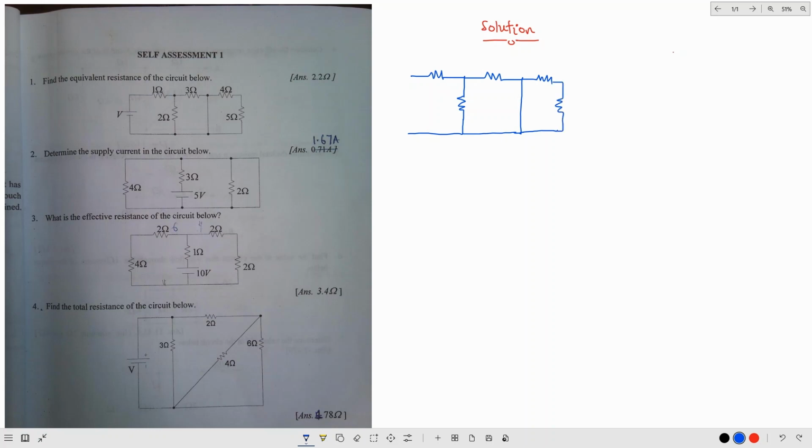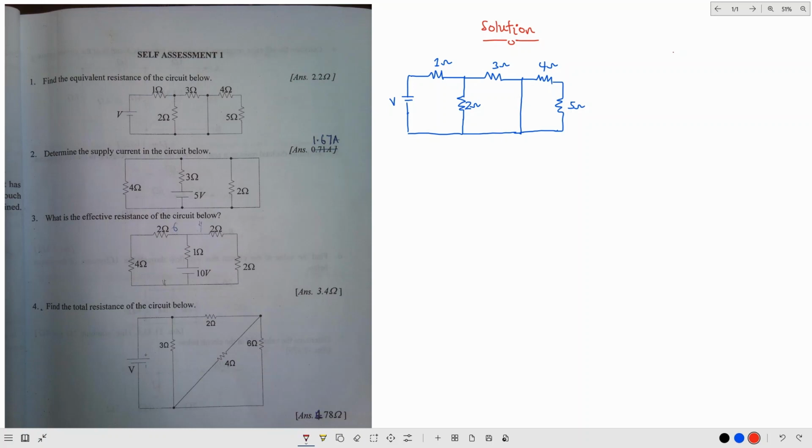Okay, so this is the circuit, and then we have 5 ohms here, we have 4 ohms here, we have 3 ohms here, we have 2 ohms here, we have 1 ohm here. Okay, and then this is the voltage source. So the question says that we should find the equivalent resistance of the circuit. Okay, so let's look at how we are going to do this.